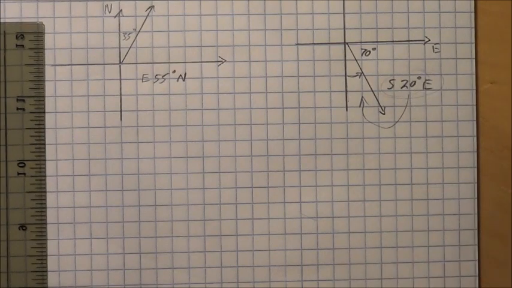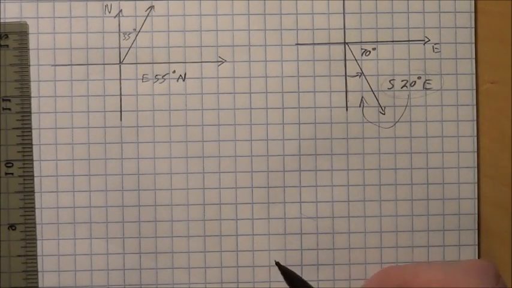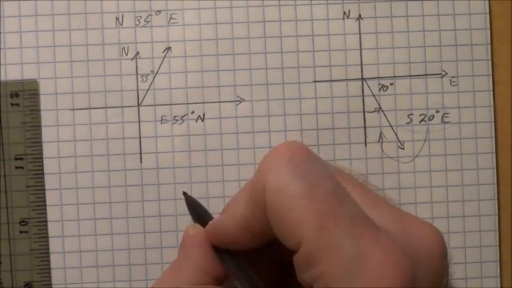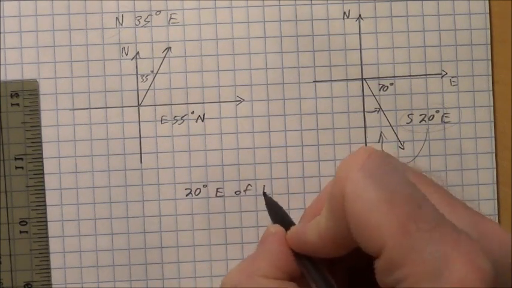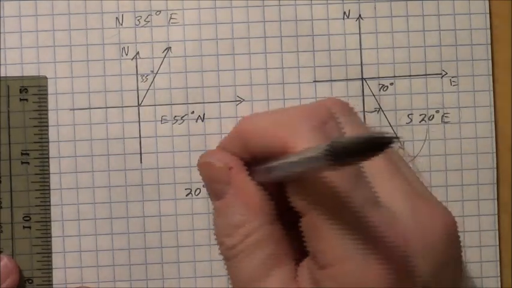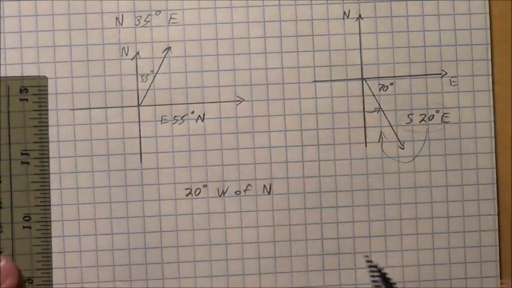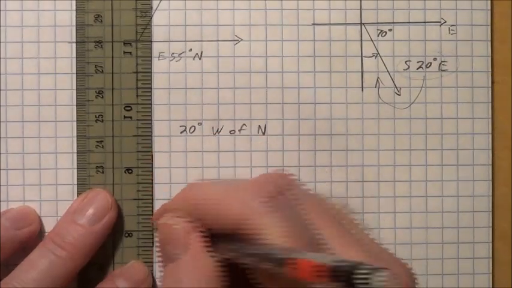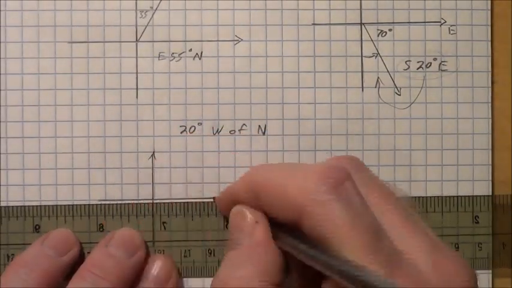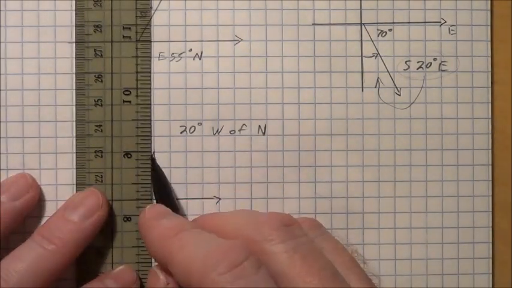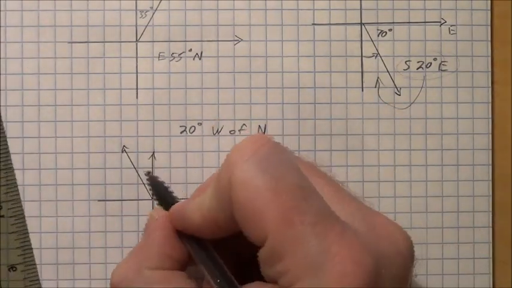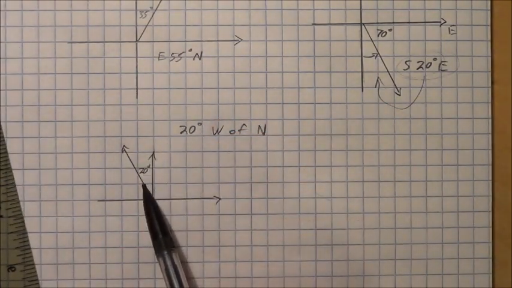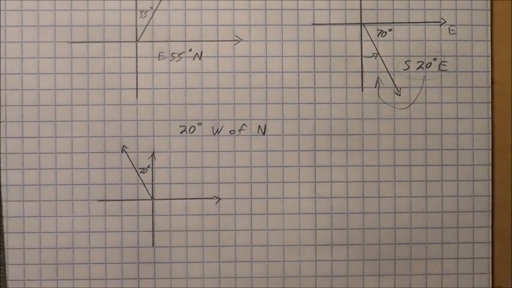Okay, so here's one way of writing directions. We could also say 20 degrees east of north. Actually, let's change that up. Let's say west, just for fun. 20 degrees west of north. So 20 degrees west of north. Again, we're starting at north, and we go 20 degrees to the west. And so here's the 20 degrees here. So that would be 20 degrees west of north. Okay, so those are just a few ways of showing the cardinal directions.